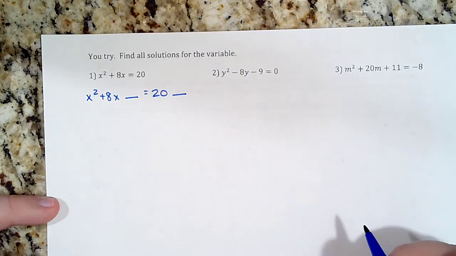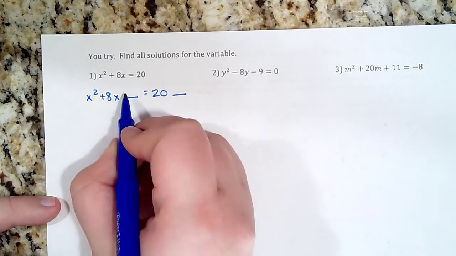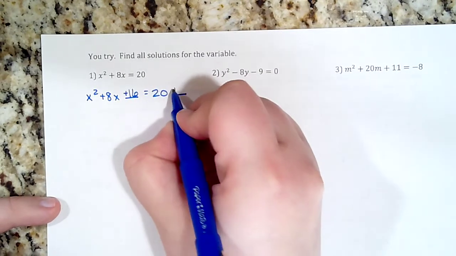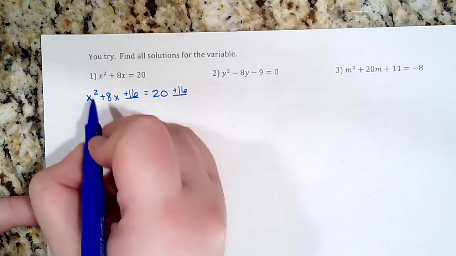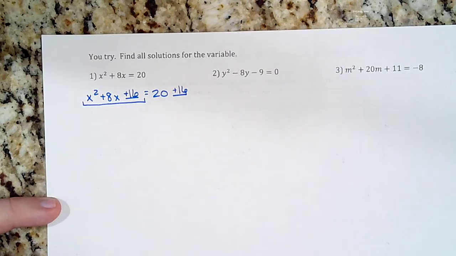What number would go nicely in C? I use my trick and say 8 divided by 2 is 4. 4 squared is positive 16. Positive 16 on one side means positive 16 on the other. Now, why did I do this? Remember, it's because in doing so, we've created a perfect square trinomial.